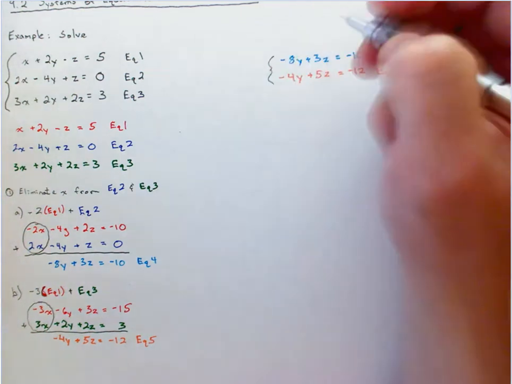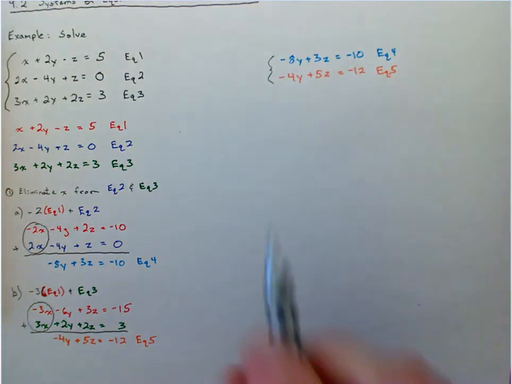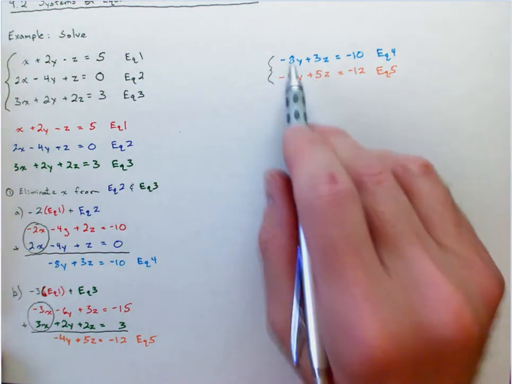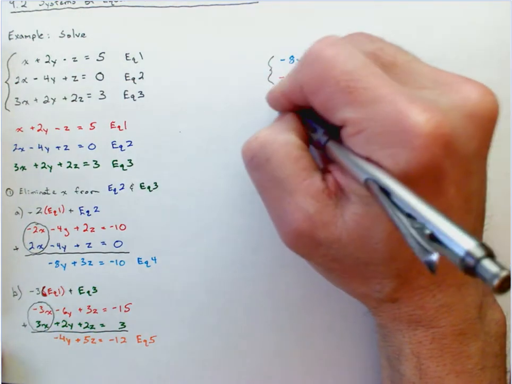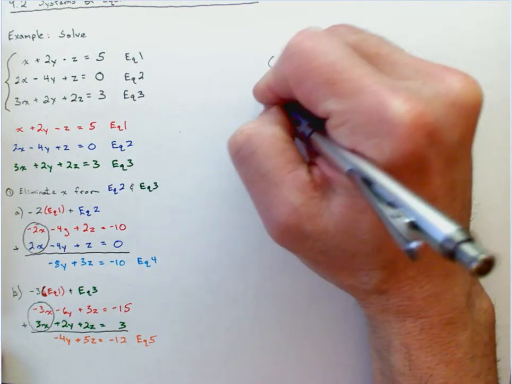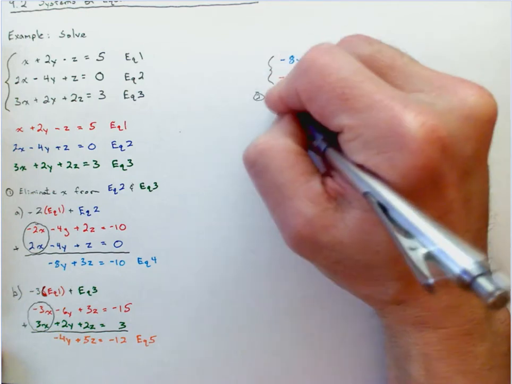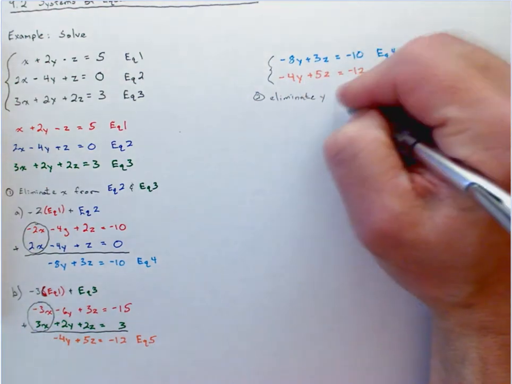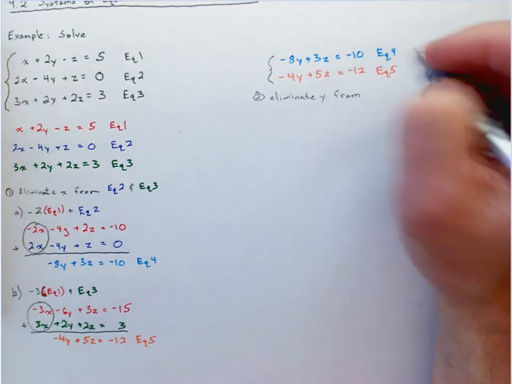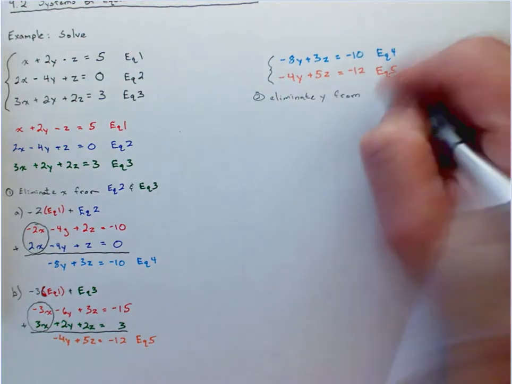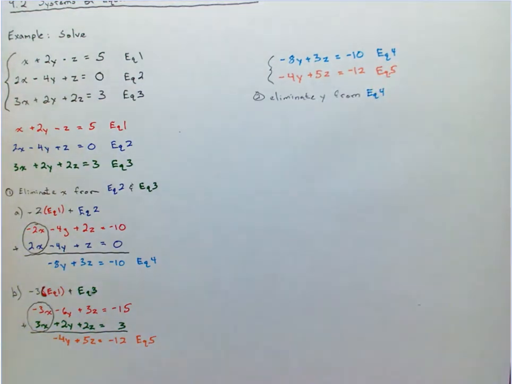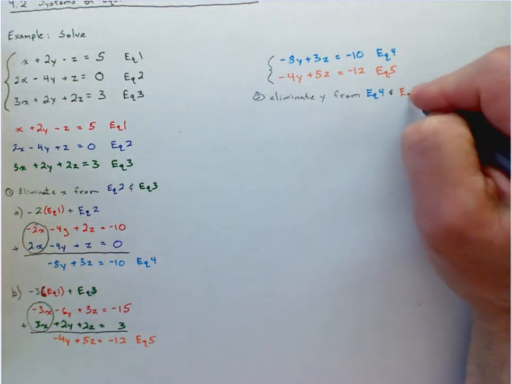So now I need to pick a variable to eliminate. Well, I don't want to deal with 3 and 5. These are not multiples of each other. So I'm going to eliminate y. I'm going to eliminate y from equation 4 and equation 5.